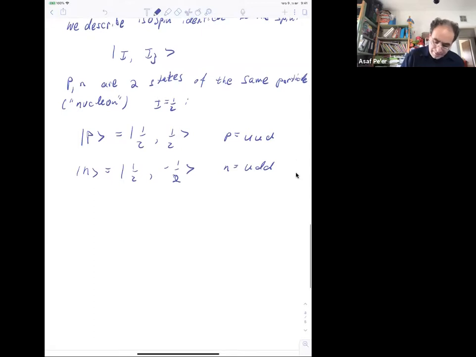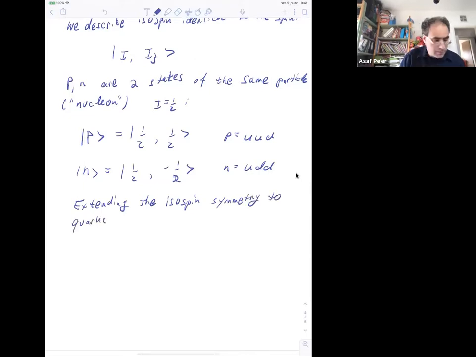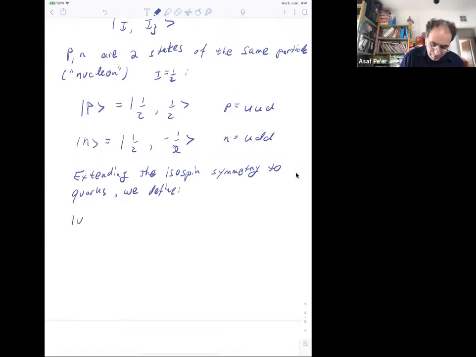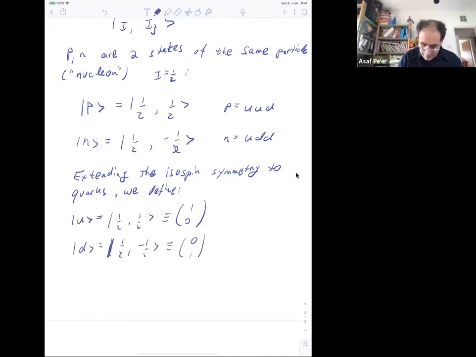So we can extend the isospin symmetry to quarks, right? We can define the state of an up quark, again, I = 1/2, I3 = 1/2, also you know there's the 1, 0 state, and the down quark of I = 1/2 and I3 = minus 1/2, which is the 0, 1 state.